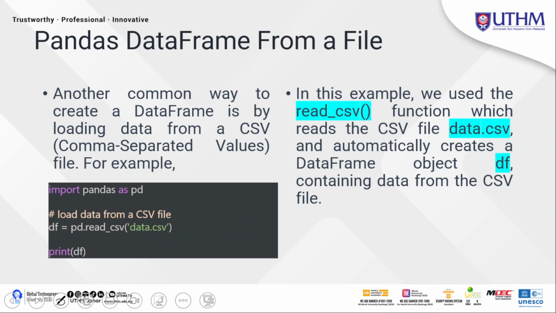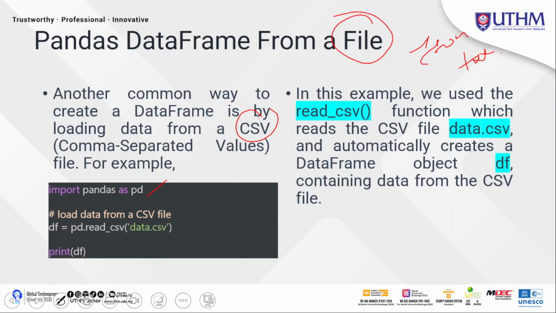Pandas data frame from a file. Another common way to create a data frame is by loading a CSV. We already learned about two ways, from a dictionary and from a list. Now the third one is from a file. We can utilize many different files. One of the files is a CSV file. We can use JSON. We can use a text file. Okay. And in this case, CSV file, import pandas, load the CSV file.